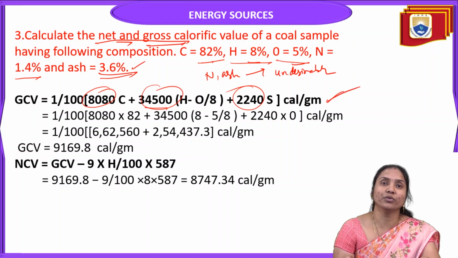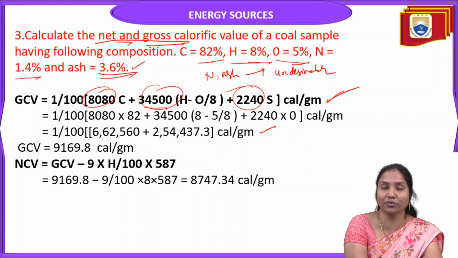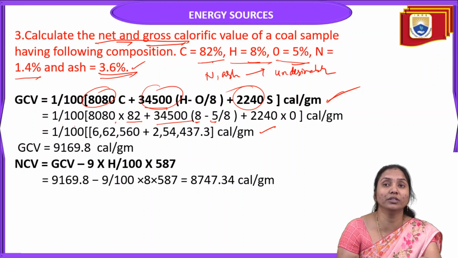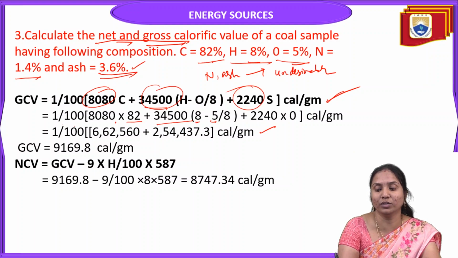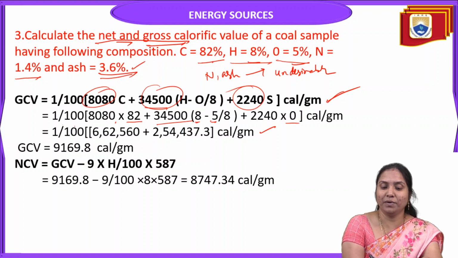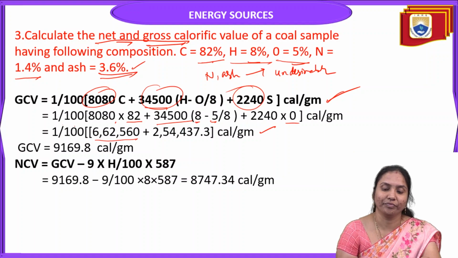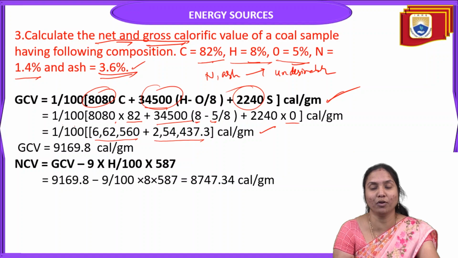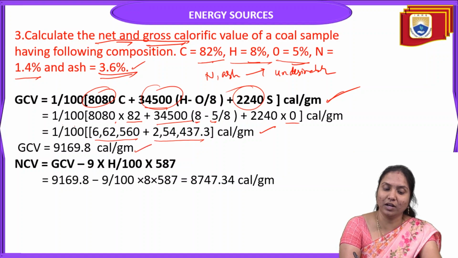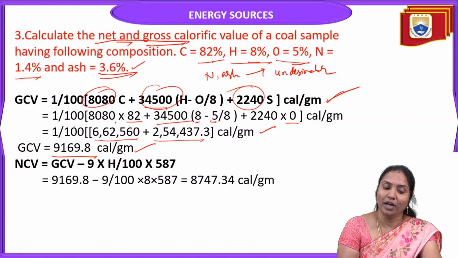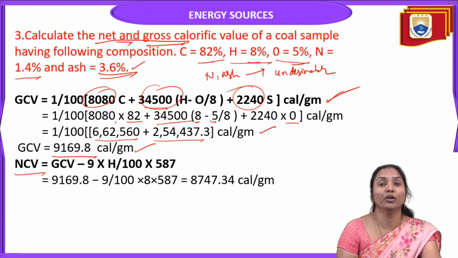So finally, the next step is 1 by 100 into 8080 into the carbon percentage, which is 82, plus 34,500 into the hydrogen percentage, which is 8, minus the oxygen percentage 5 by 8, plus 2,240 into the sulfur percentage. It's not there, so we take its value as 0. After multiplication, you get 6,62,560 plus 2,54,437.3, so finally the gross calorific value of the given coal sample is 9,169.8 calorie per gram.